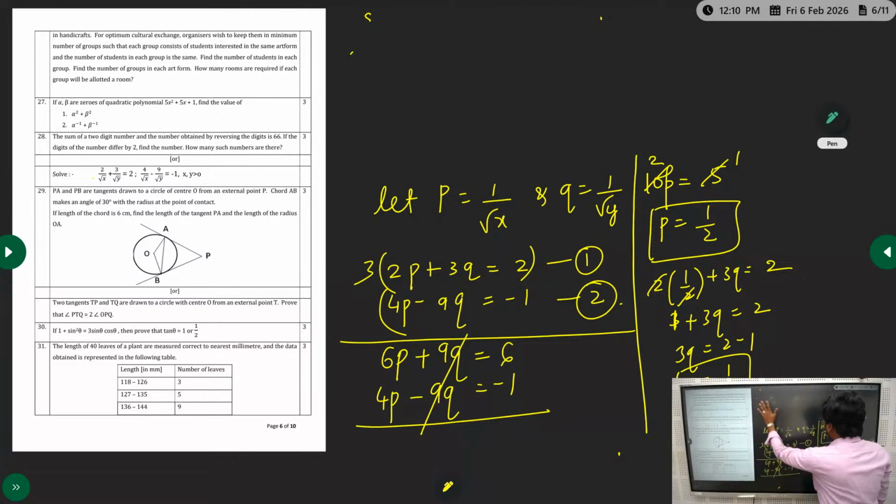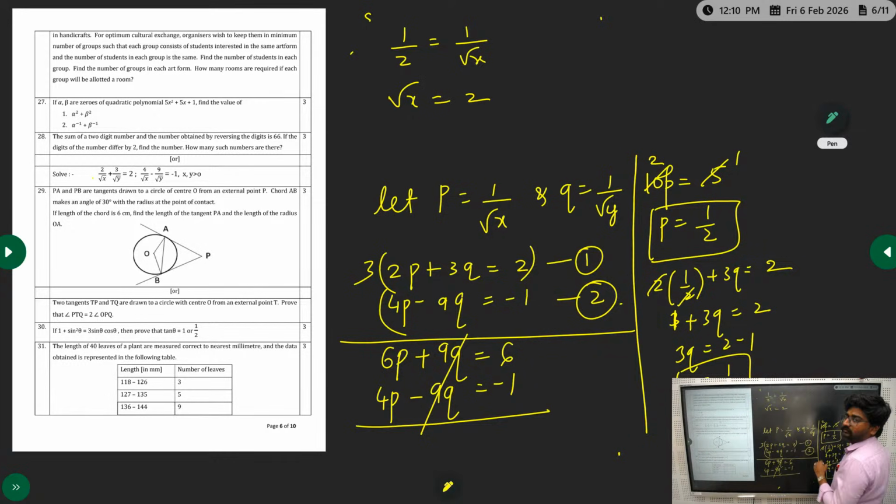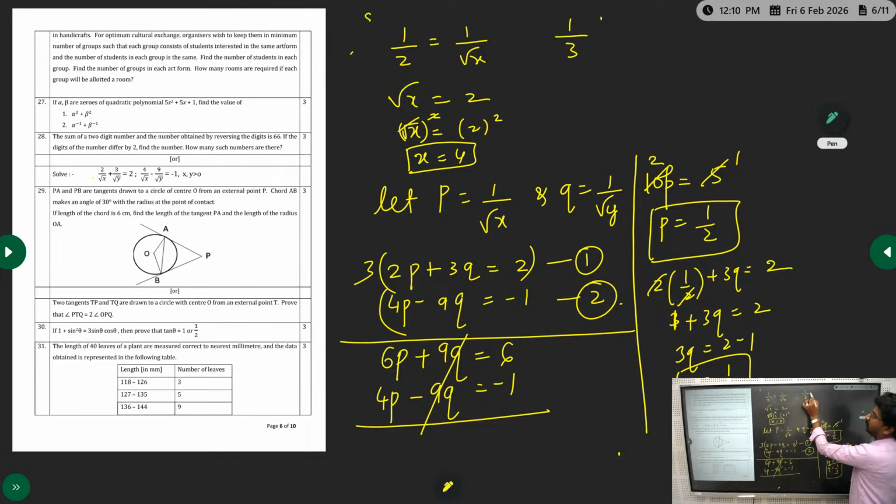Now see here. You got a p value as 1 by 2, which means 1 by 2 is equal to 1 by root x. Correct? Cross multiply. Root x is equal to 2, then x will be what? 4. What is q? 1 by 3. 1 by 3 is equal to what? 1 by root y. Then root y is equal to 3. Square on both sides. 9.